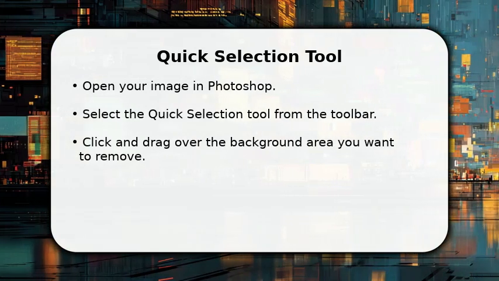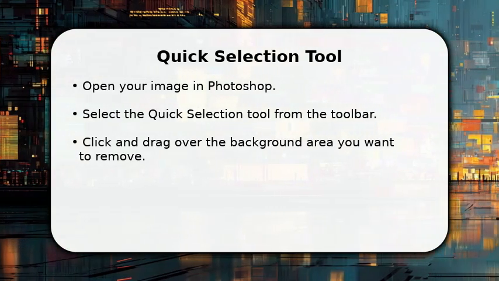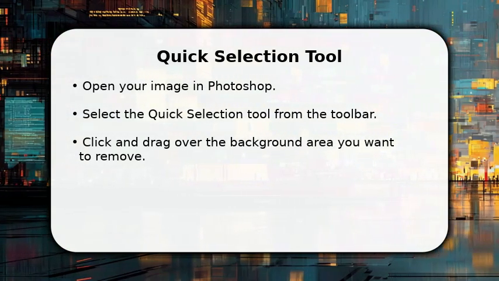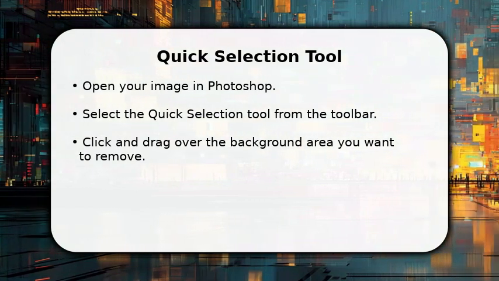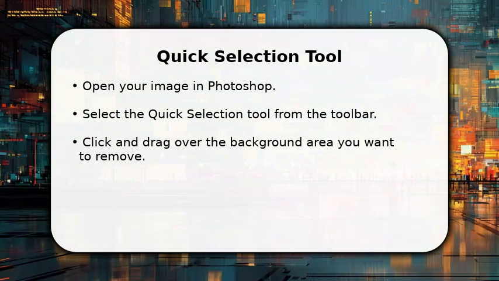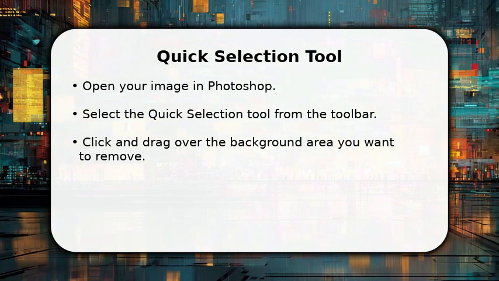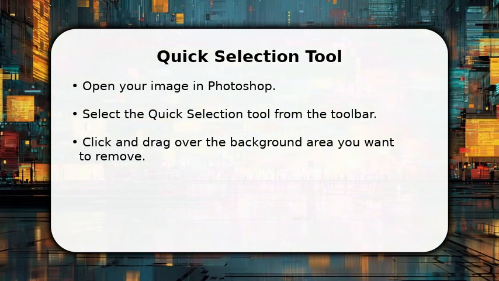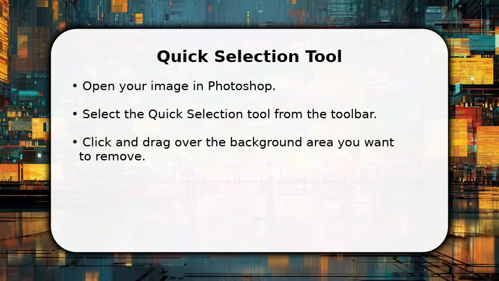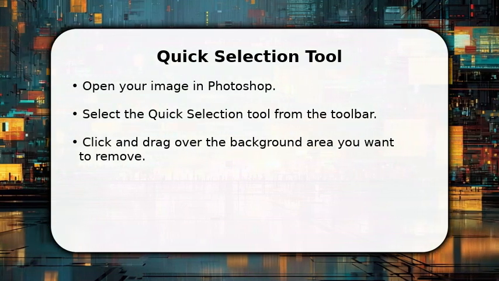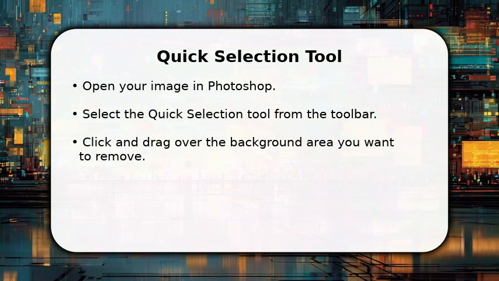Enjoy the video. In this video, I will show how to delete a background in Photoshop. First, open your desired image. Locate the Quick Selection tool in your toolbar, usually found on the left side. Click and drag your mouse over the background area you wish to remove. Photoshop will intelligently try to select similar pixels.